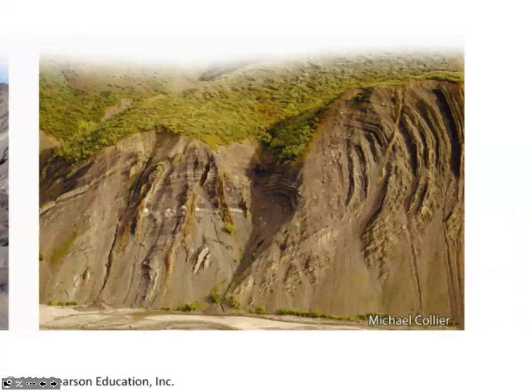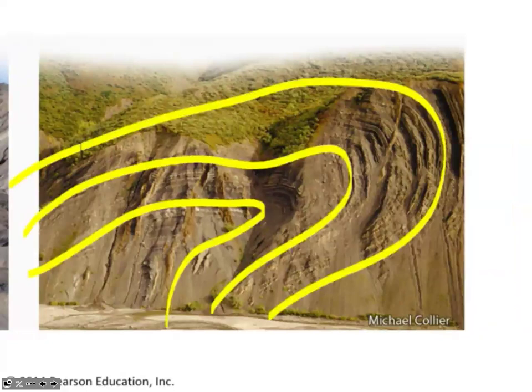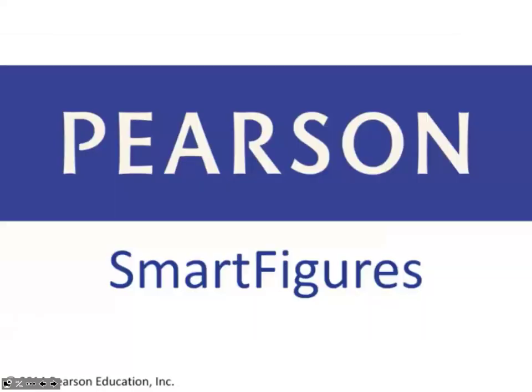This one's a little trickier, but this is an overturned anticline. So you can see that the two limbs are both dipping in the same direction, but they're dipping at different angles. And the plane that divides the fold in two, the axial plane, has been tipped over on its side. Okay, good job. Thank you very much for your attention. This has been another Smart Figure.